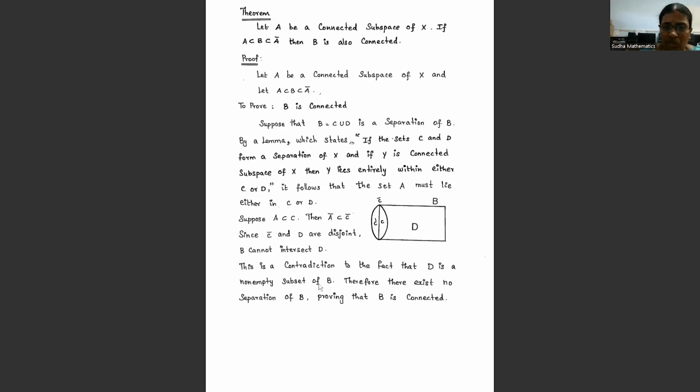Therefore, our assumption is wrong. That is, there does not exist a separation of B. So the space B becomes connected.